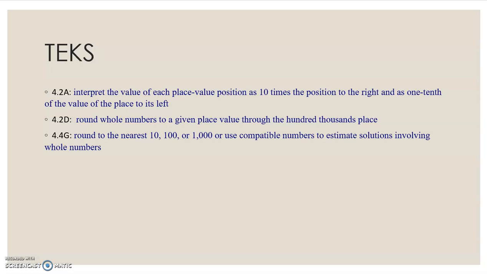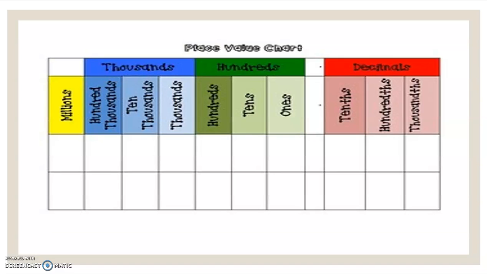In this lesson, we will focus on TEKS 4.2a, interpret the value of each place value position as 10 times the position to the right and as 1/10 of the value of the place to its left. 4.2d, round whole numbers to a given place value through the hundred thousands place. And 4.4g, round to the nearest 10, 100, or 1,000, or use compatible numbers to estimate solutions involving whole numbers.